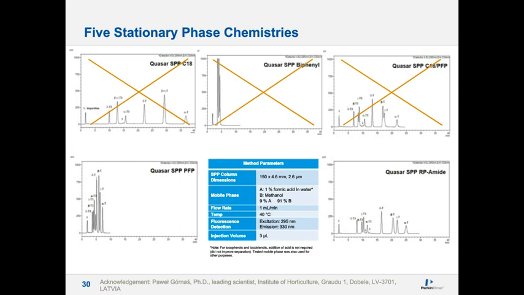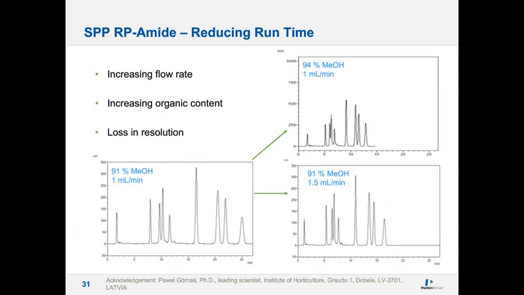So the SPP RP-amide column showed reasonable separation of the 8 compounds, with compounds 2 and 3 not quite baseline resolved. During the initial screen, you can see that the analysis time was just over 25 minutes, and you can decrease this by increasing the organic content of the mobile phase or by increasing the flow rate. However, when both options are studied, you can see that there is a loss in resolution for some of the peaks. And these are just a couple of examples of investigating after the initial screen.